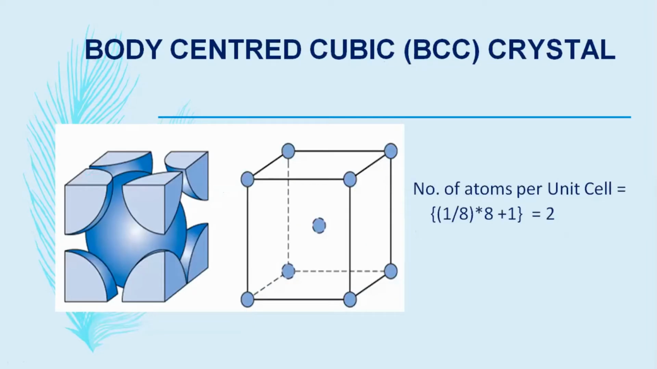Fine. So if it is a body centered cubic, or BCC, crystal structure, it is just like the simple cubic system, except for one extra atom at the center position of this cube. So atom occupancy is again 1/8 into 8 plus 1 at the center. So atom occupancy per unit cell is 2.